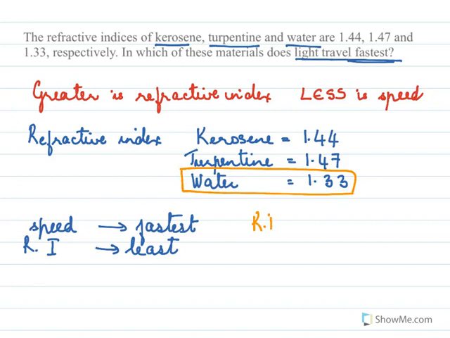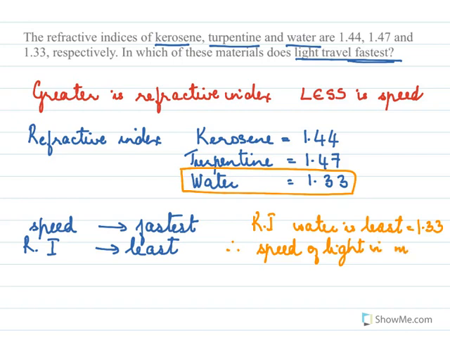So refractive index of water is least, which is 1.33. Therefore speed of light is maximum. So which medium has maximum speed of light? Answer: in water speed of light is maximum.